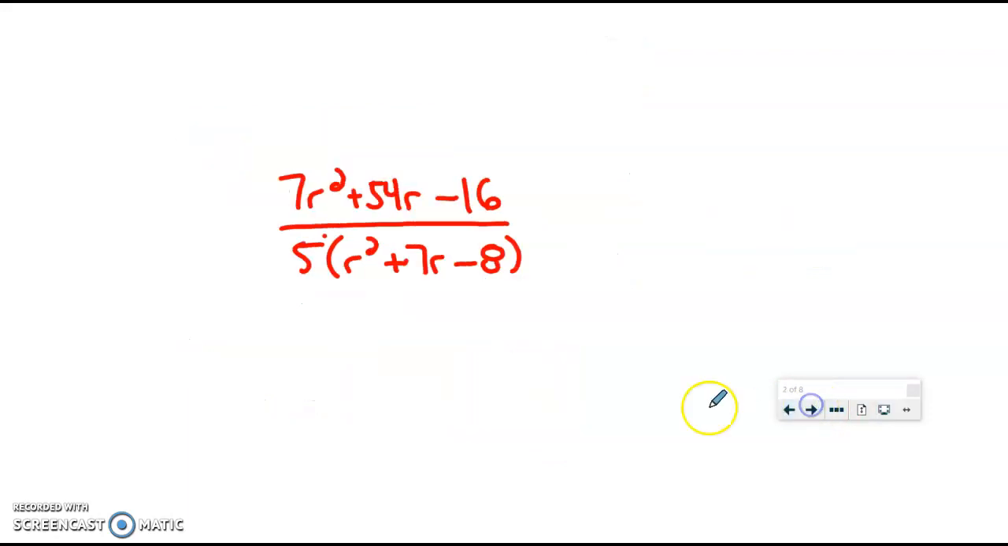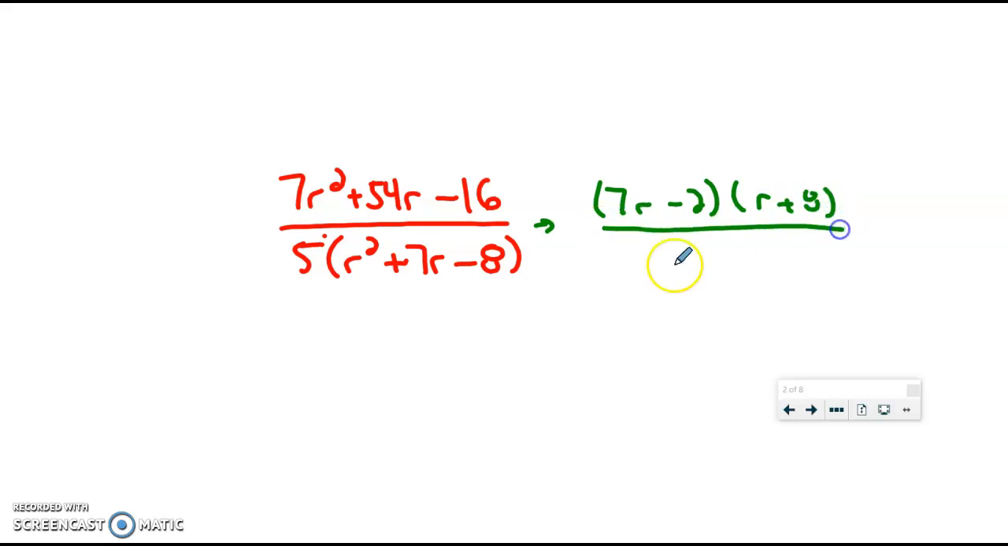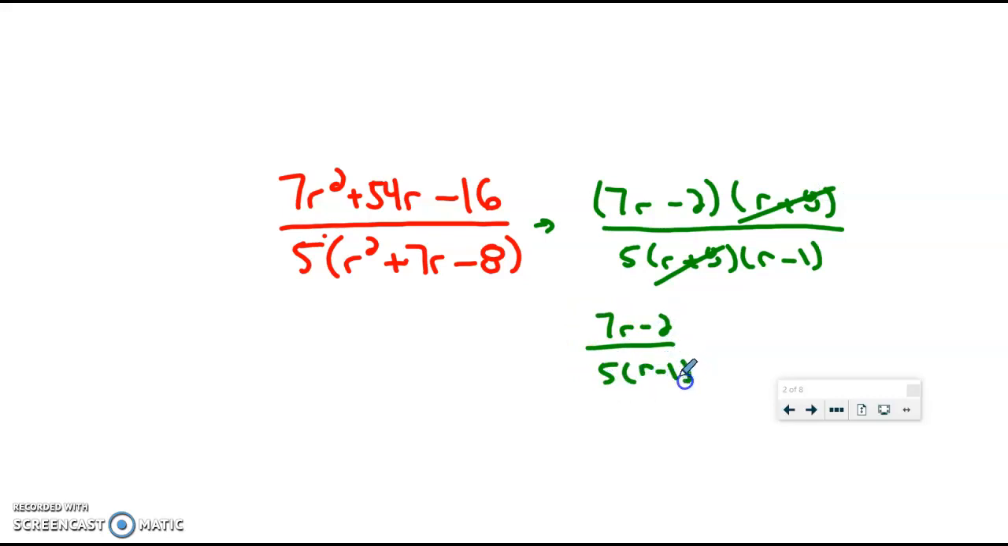So let's look at just another one right here. This one's a little bit more challenging, I guess. But if I were to factor this quantity out, I think I end up with 7r minus 2, and then I got r plus 8 is what the factored form is. And in the denominator, I do have a 5. If I factor out the denominator, I end up with r plus 8 and then r minus 1. And so whatever they have the same on the top and the bottom, I could cancel. So in this case, I got an r plus 8. They cancel each other out. So I end up with 7r minus 2 over 5 times r minus 1.